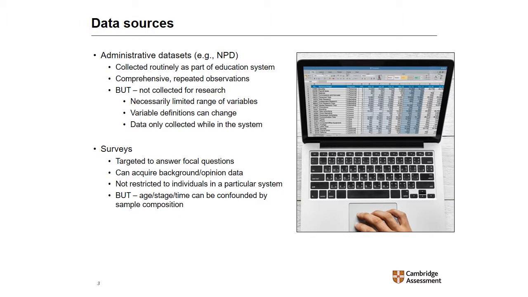Now, we could also go out and collect data ourselves, carrying out surveys. Now, this can be really useful. We can target the survey questions so that we can answer our focal research questions. What this means is we can acquire data on things that administrative data sets wouldn't collect, on things like people's background, their opinions, and so on. And of course, this isn't necessarily restricted to individuals in a particular system. But particularly when we're thinking about looking at changes over time, this can become a bit trickier with a survey.